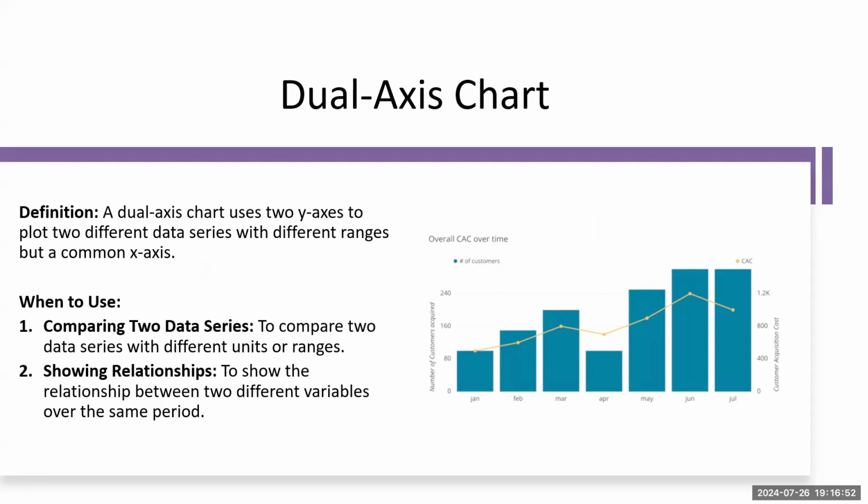Definition: a dual axis chart uses two y-axes to plot two different data series with different ranges but a common x-axis. Okay, so this is more of a combination of a bar graph and a time or a line chart.